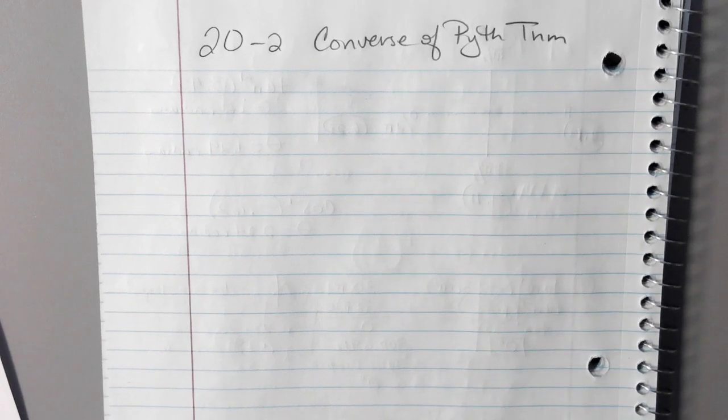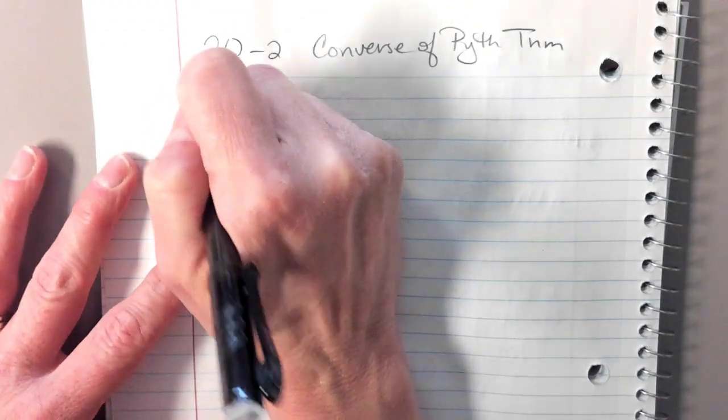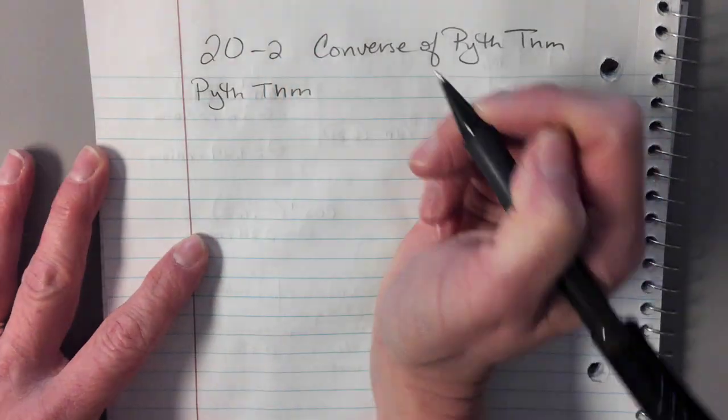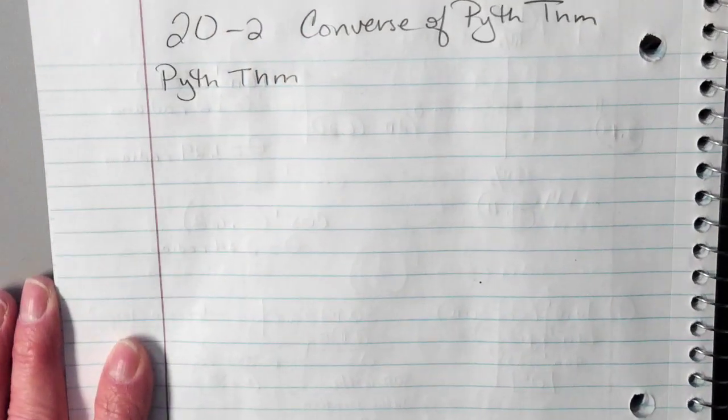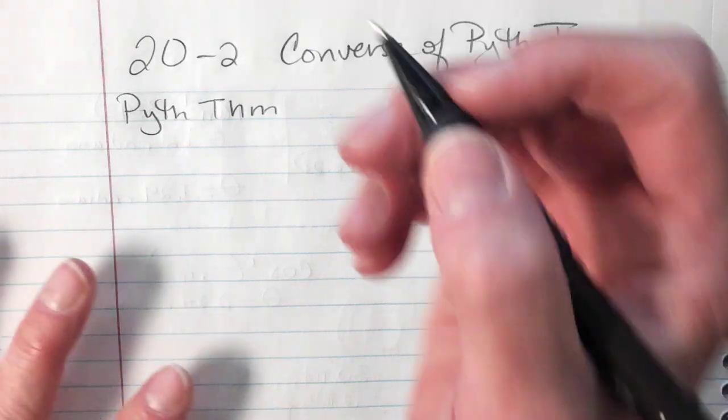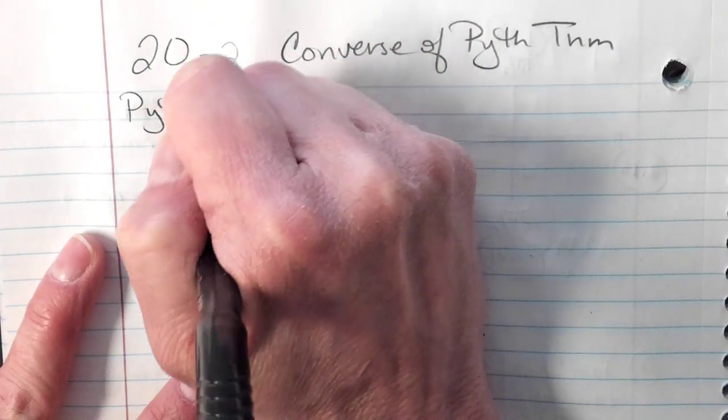Alrighty, so we are going to do today's section 20-2, which is called the converse of the Pythagorean theorem. So I just want to write down a little reminder of what the Pythagorean theorem is. This is just a review from our lesson from Thursday. I hate writing out the whole word Pythagorean theorem, so you will notice that I abbreviate that quite often. So remember what the Pythagorean theorem says.